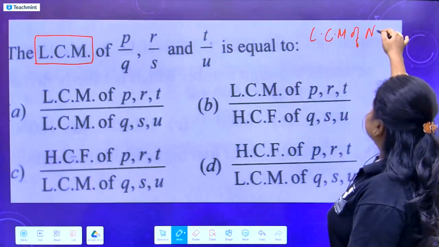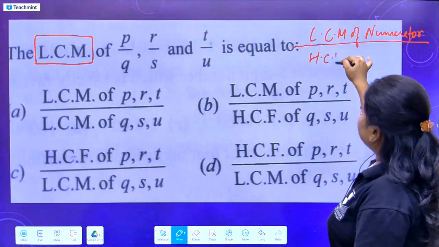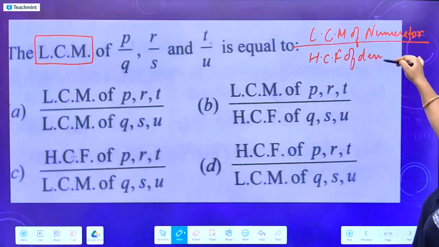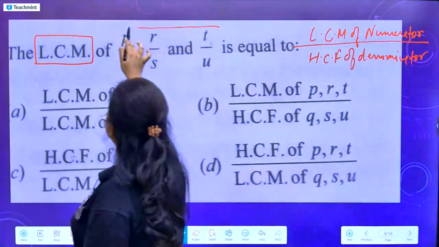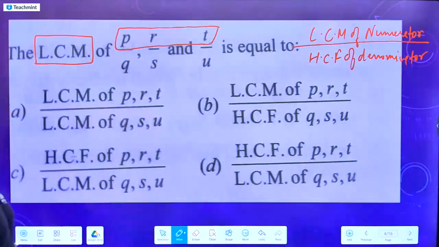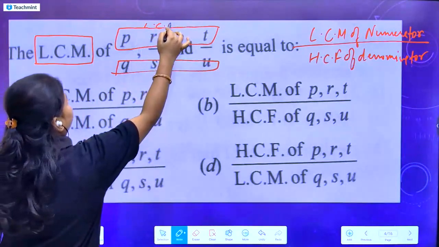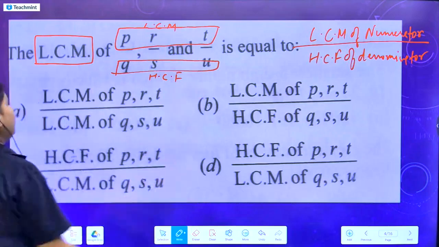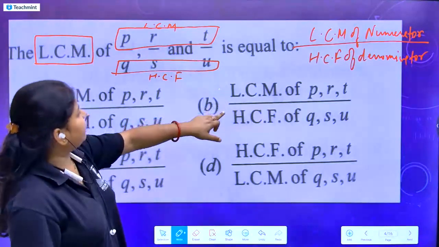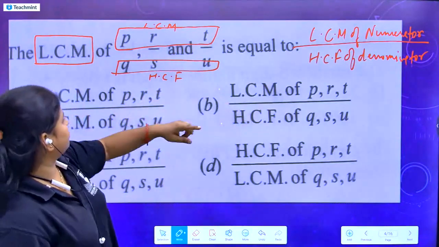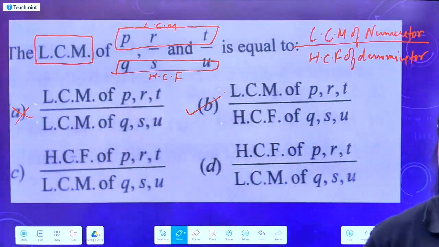Okay, see. How can we do this? Let's learn again. This time I am asked to calculate LCM of the fractions. So the formula for LCM of the fraction was what? LCM of numerator upon HCF of denominators. This was the formula. Now LCM of numerator means LCM of PRT, and HCF of denominator means HCF of QSU. LCM of this and HCF of this. Where can I get that? LCM of PRT, yes. HCF of QSU, yes. Option B is the answer.